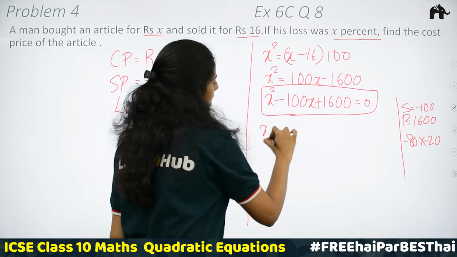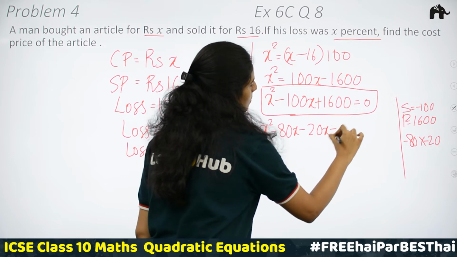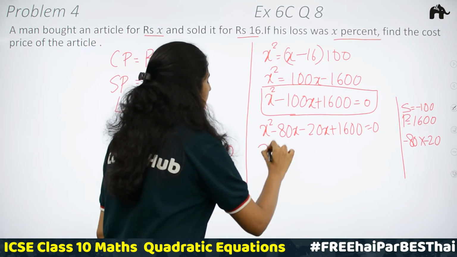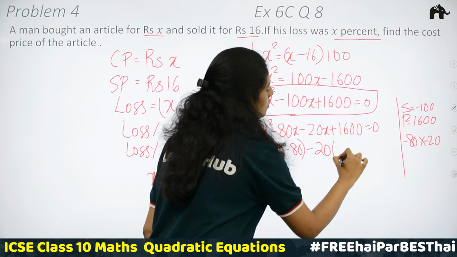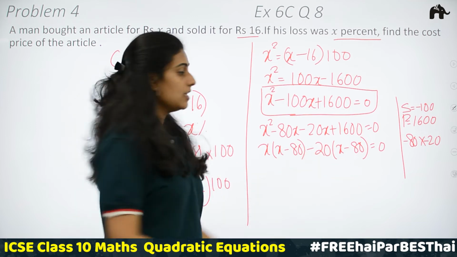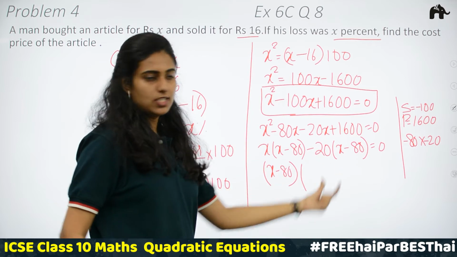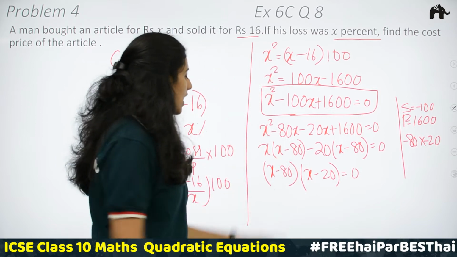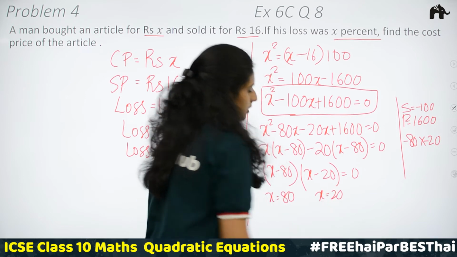This can be written as x square minus 80x minus 20x plus 1600 is equal to 0. Taking common, x into x minus 80 minus 20 into x minus 80 is equal to 0. X minus 80 is common. X minus 80 into remaining, here we have x and here we have 20. X minus 20 is equal to 0. That is, the value of x is either equal to 80 or x is equal to 20.